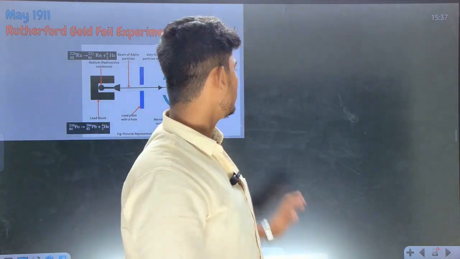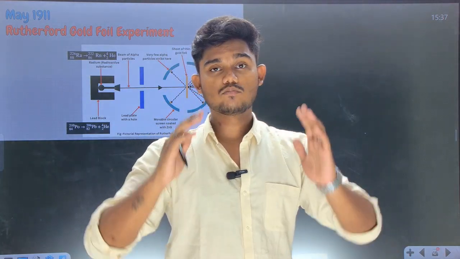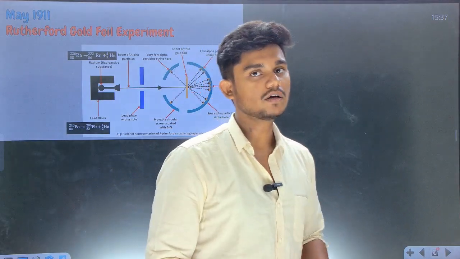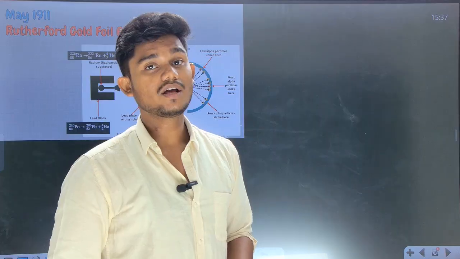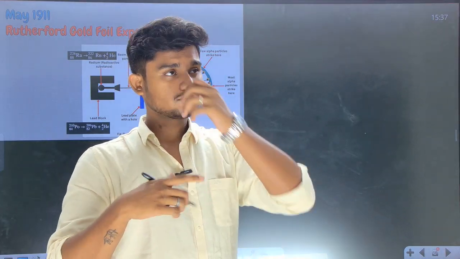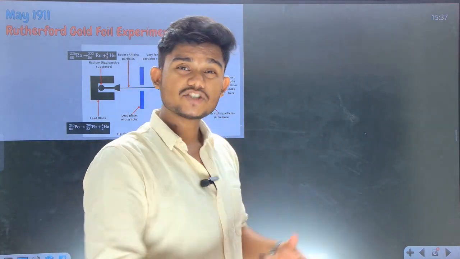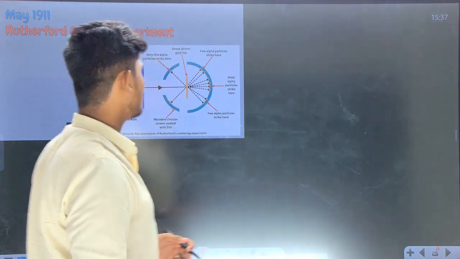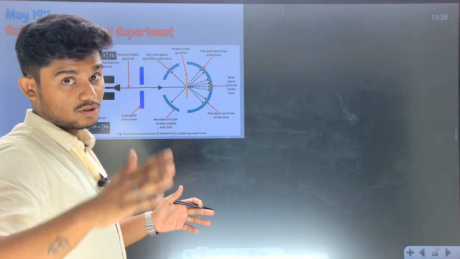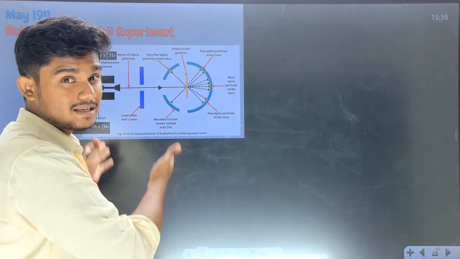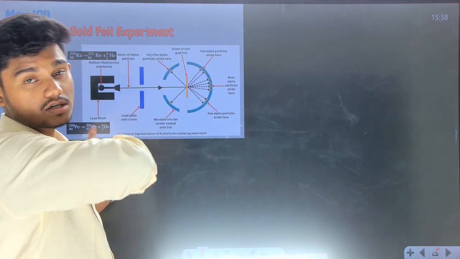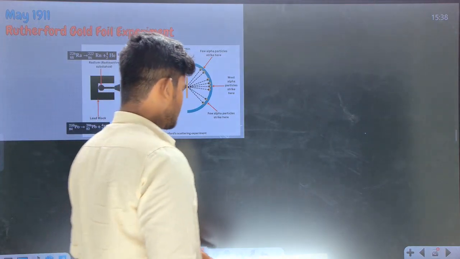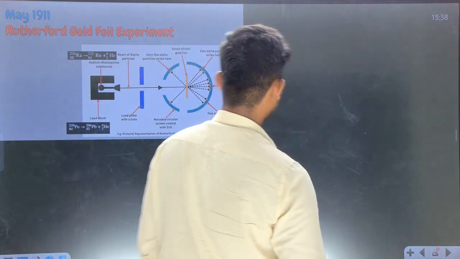Now, moving to the next, the most interesting part of this chapter is Rutherford's atomic model. This played a major role in today's atomic model, that is the present atomic model, and he is the student of Sir J.J. Thomson. So Rutherford's gold foil experiment, what exactly did Rutherford do?